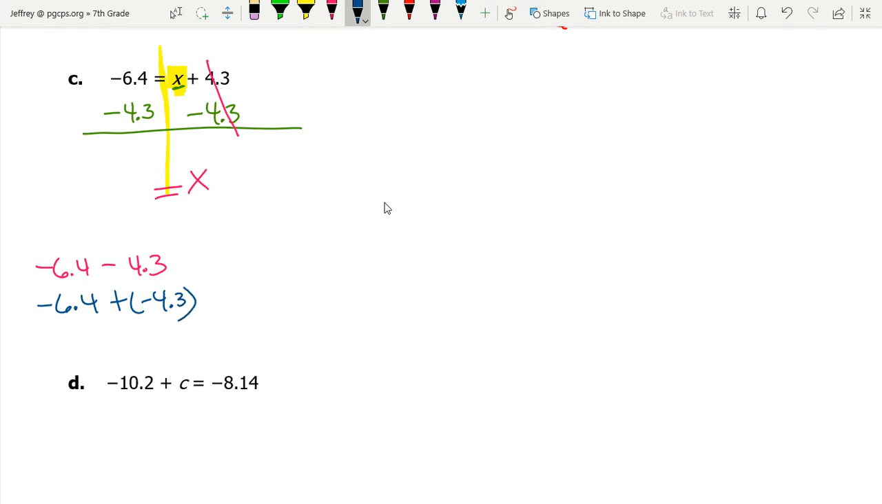So the signs are the same. So what do we do? We add the magnitude, and that would be 4 plus 3 is 7. The decimal point, make sure it's lined up. 6 plus 4 is 10. And we copy the sign that's being used, which is the negative sign. So the answer is x is equal to negative 10.7.